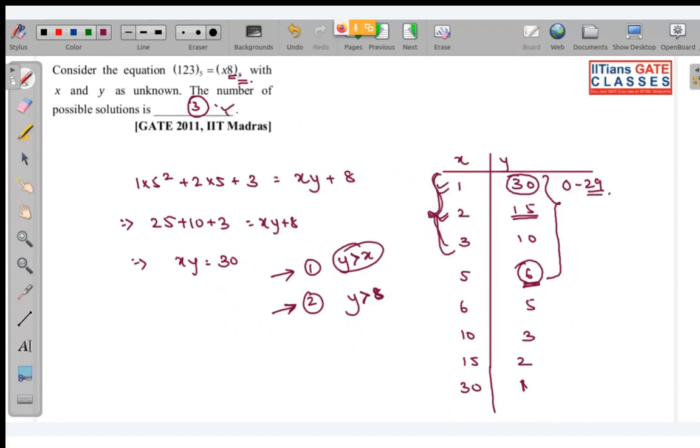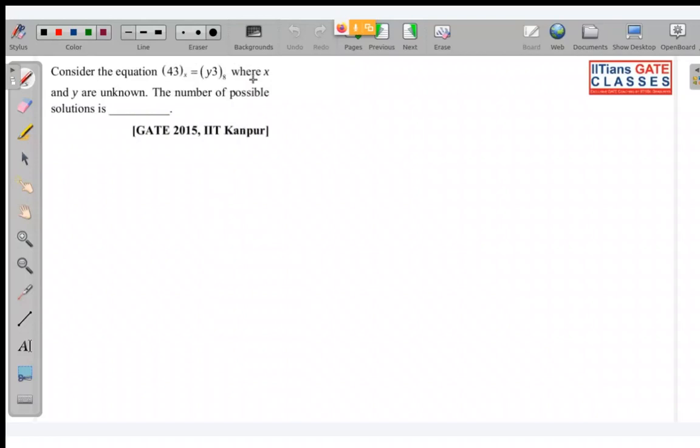So that is why 3 is the correct answer, not 4, because if you take base as 6, then this 8 is invalid. Okay, so base 3 means you have three possibilities for holding this equation true. Any doubts? Shubham, Piyush? Bhumika got the answer, that is very good. Now solve this question.